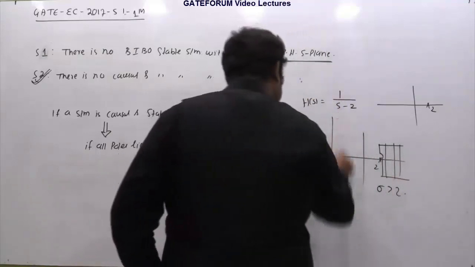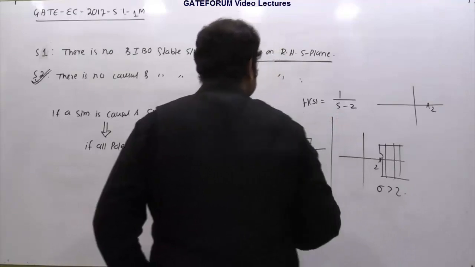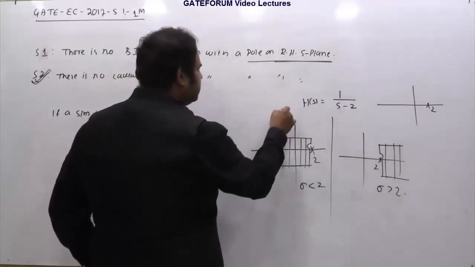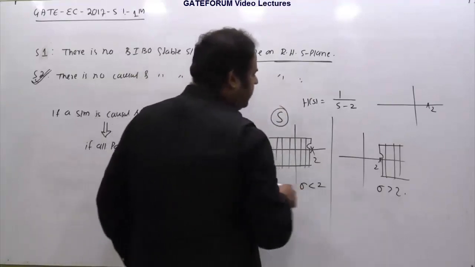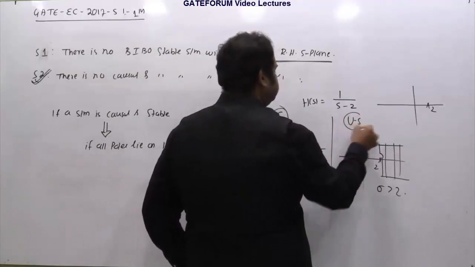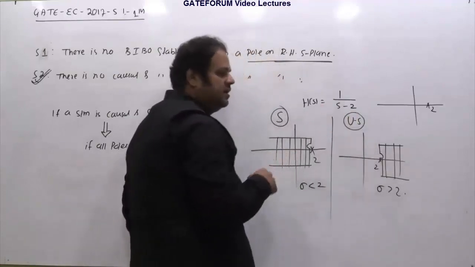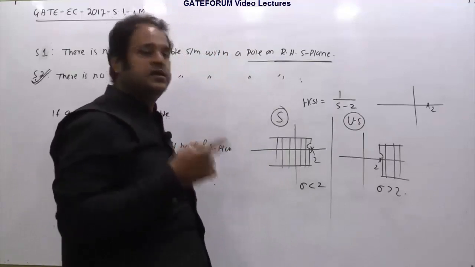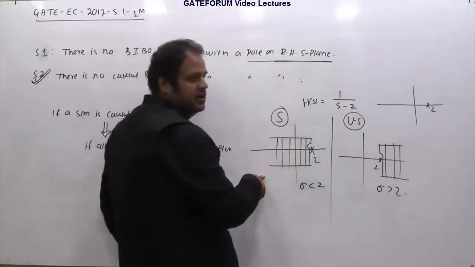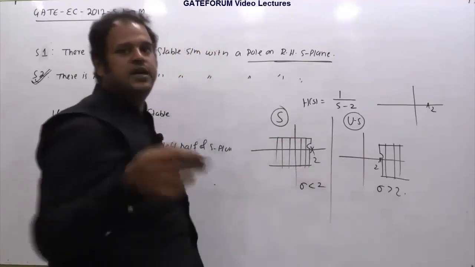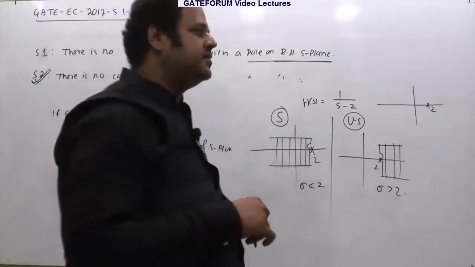So if somebody takes the corresponding inverse Laplace, then in this case the ROC includes the j omega axis. So this ROC is representing a stable system, but in this case the ROC is not including the j omega axis, so this is representing an unstable system. So what is happening? Even if a transfer function has one pole lying on the right half of the s plane, still the system can be stable. It is not necessary that it has to be unstable always. It can be stable, that depends on what particular ROC we are selecting.